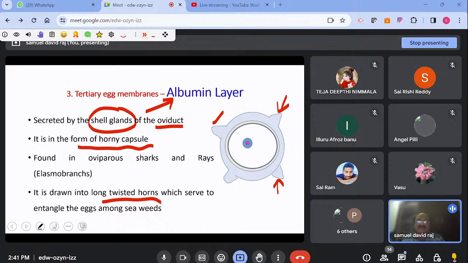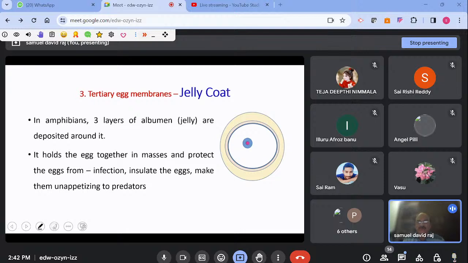What are these horns actually responsible for? When the eggs are released out, they are said to be entangled among the seaweeds so that they will remain there instead of going along with the water to somewhere else, so the sperm can encounter them. These horns are responsible for holding or entangling themselves among the seaweed plants. These are found in elasmobranchs like oviparous sharks and rays.